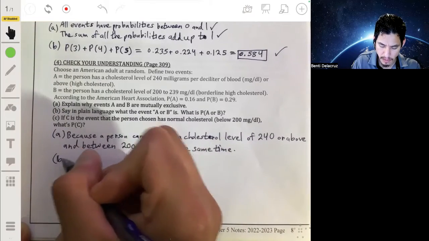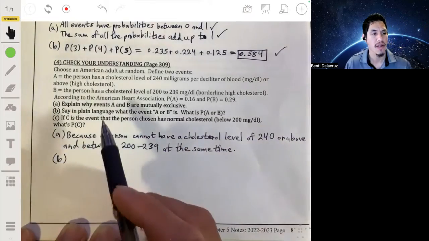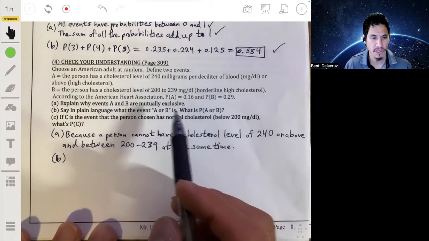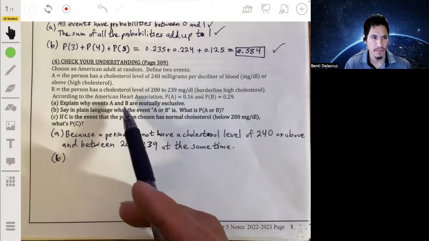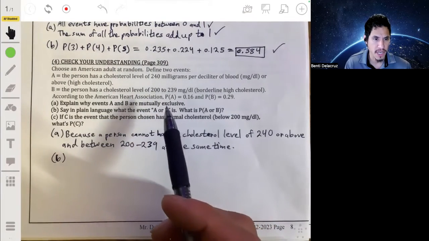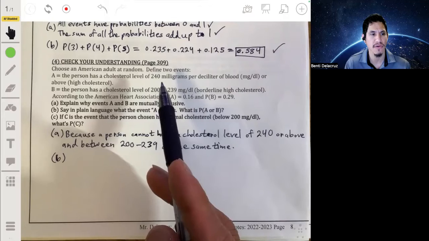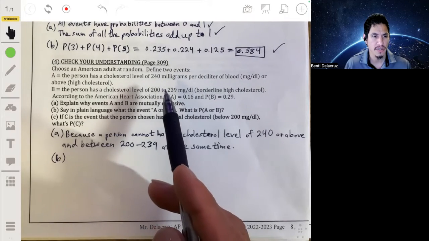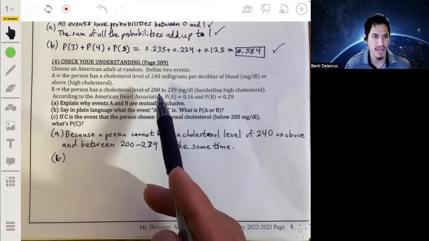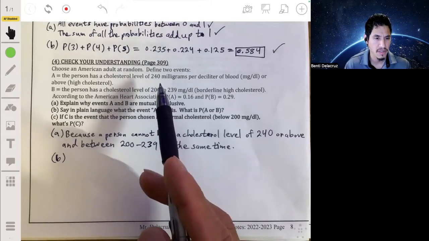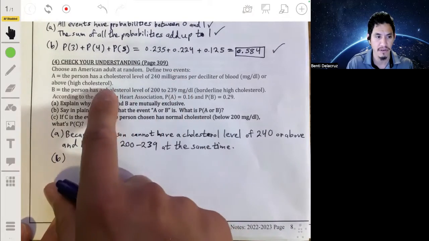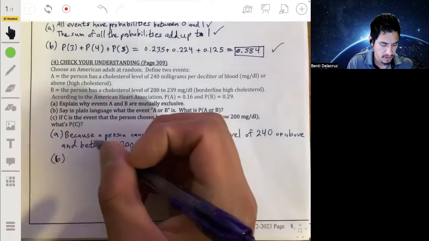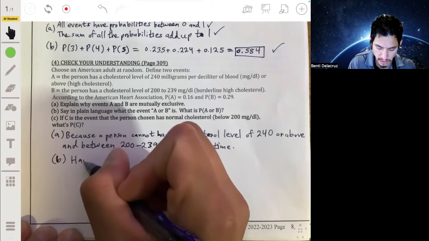All right, part B. Explain in plain language what event A or B is, and what's the probability of A or B? Well, A or B is just saying that either you have a high cholesterol level or a borderline high cholesterol level. So that just means you have a cholesterol level of 200 or above. You could have 210, 230, 250, and it would count as events A or B. So we'll say having a cholesterol level of 200 or above.